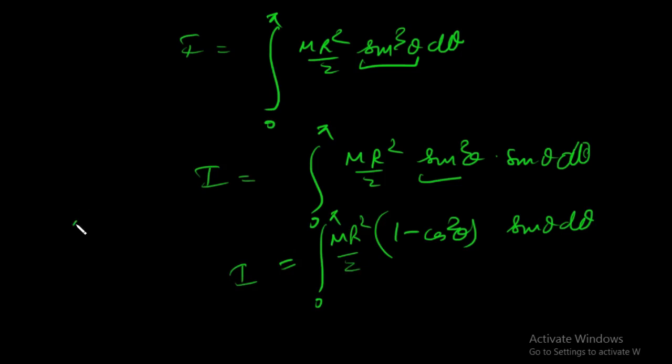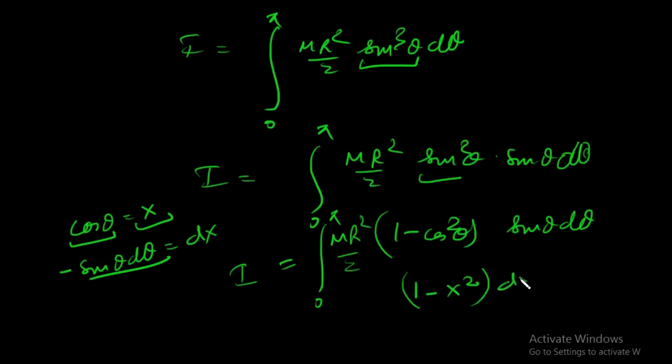And let us assume cos theta to be x. So we differentiate both the sides. We have minus sine theta d theta equal to dx, right? So we have x and dx. So we have 1 minus x square times dx, and this would be minus m r square by 2. Limits would get changed now. What will be the limits? Theta was from 0 to pi. So when theta is 0, x is equal to 1, and when theta is pi, x is equal to minus 1. So we have from 1 to minus 1.